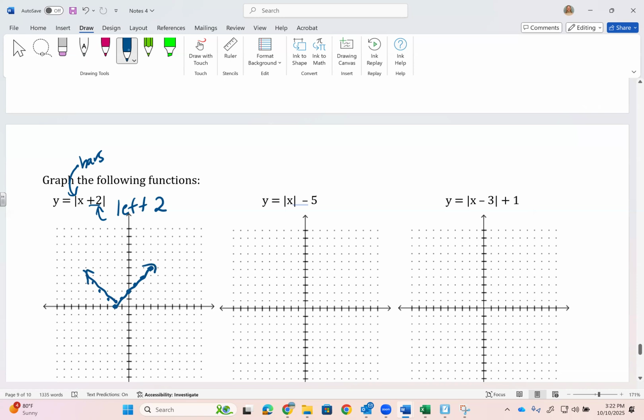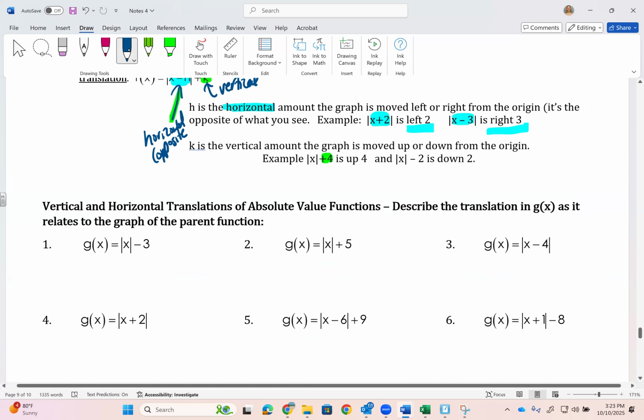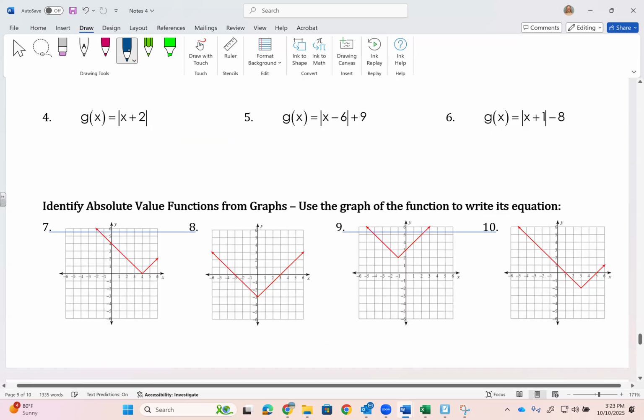Okay, anything that is in the absolute value with it will shift it left or right, and it'll be the opposite of what you see. Now the other thing that I talked to you about would be if it's outside, it's going to be vertical. And that is just the same. Up is positive and down is negative. So kind of like the y-intercept.